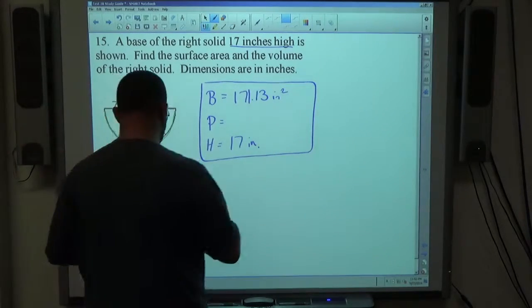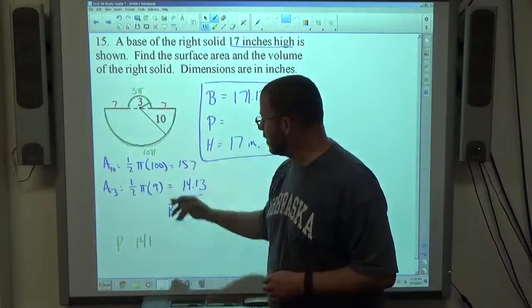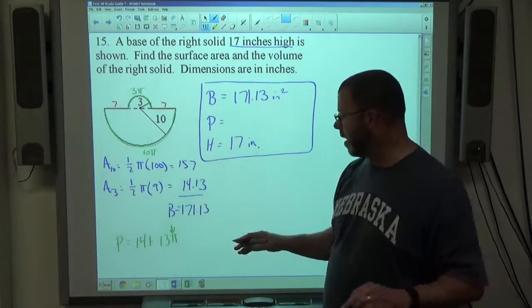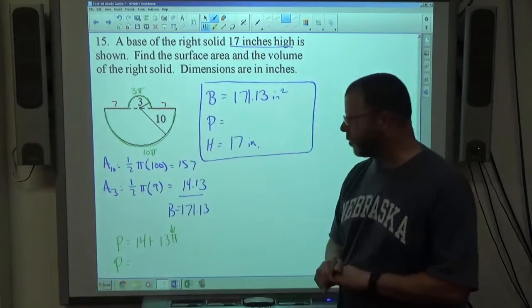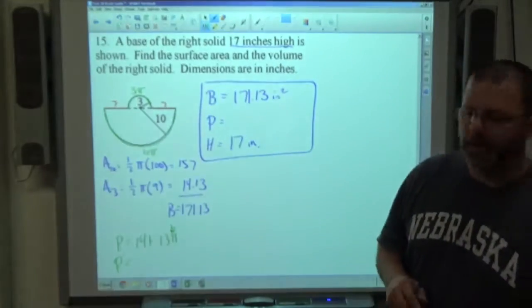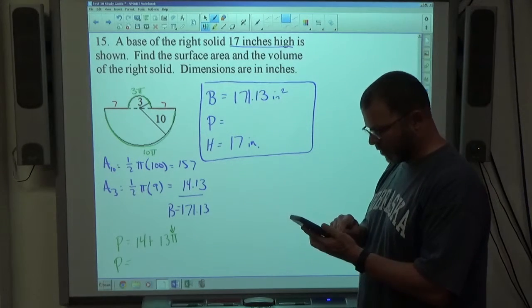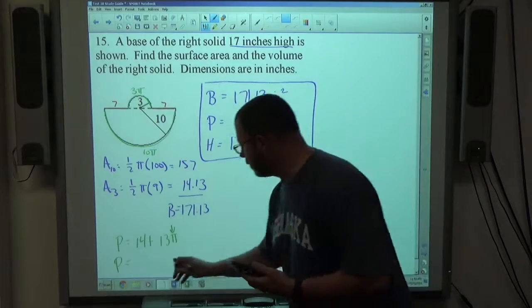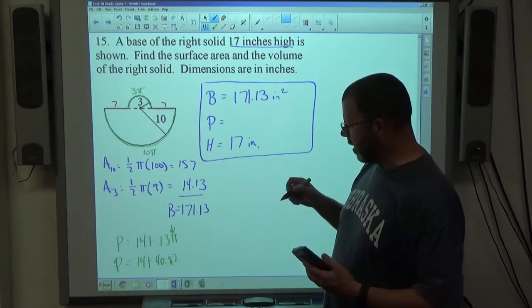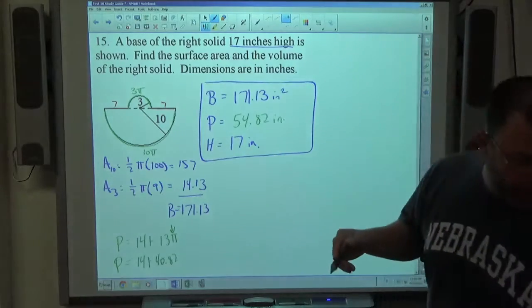So altogether, the perimeter of this thing is just going to be 14 plus 3 pi plus 10 pi, which is 13 pi. Be careful, this has a pi on it, this doesn't. I've seen people put 27 pi on this before. 13 times 3.14, got to do it with a calculator. 3.14 times 13. It's 40.82. So if you add 14 to that, you're going to get 54.82. Just like that, I found the area and perimeter of this base.